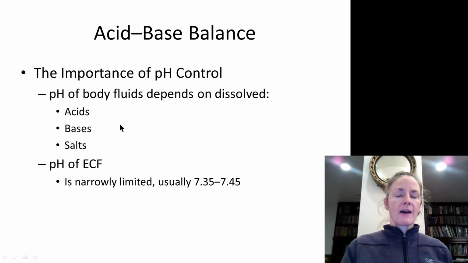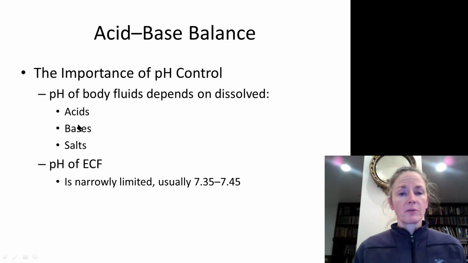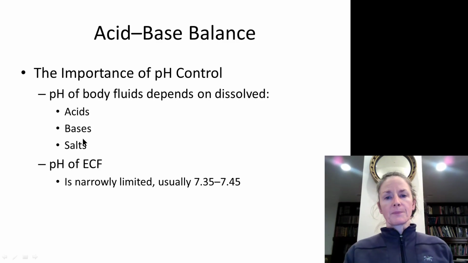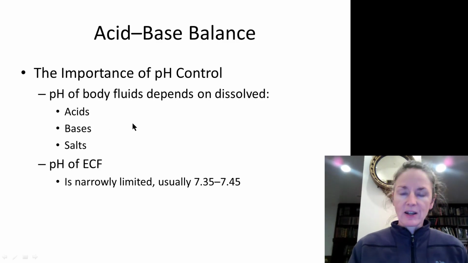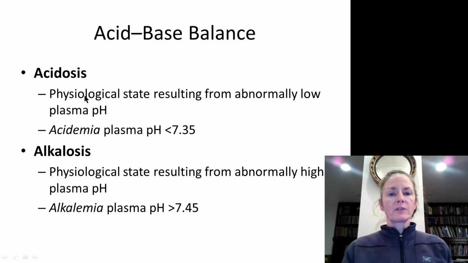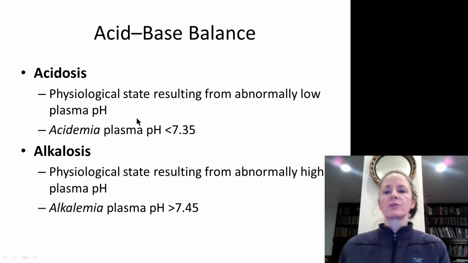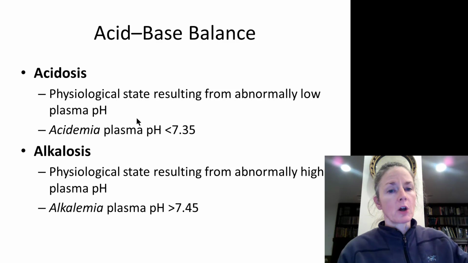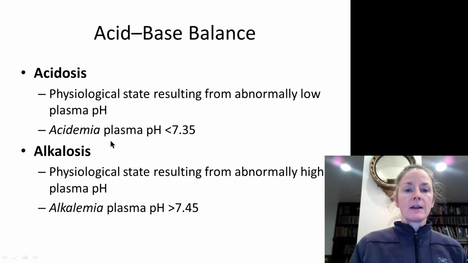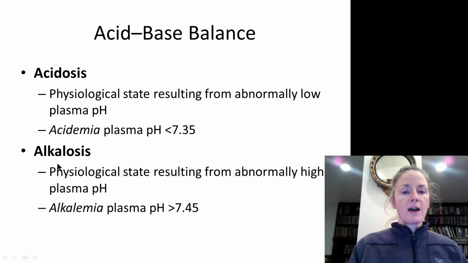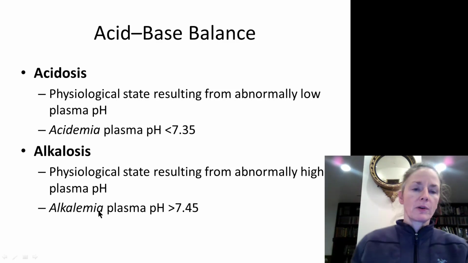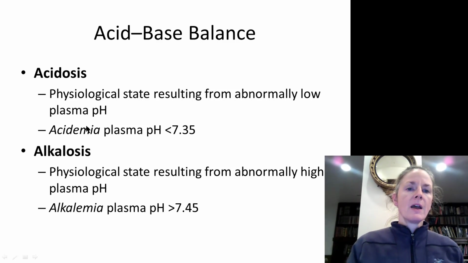Of course, we're going to have acids and bases that are dissolved in body fluids, as well as salts, and these things are all going to affect the pH. So acidosis is basically a physiological state resulting from abnormally low plasma pH. Again, basically below 7.35. Alkalosis is above 7.45. So we've already gone over that.